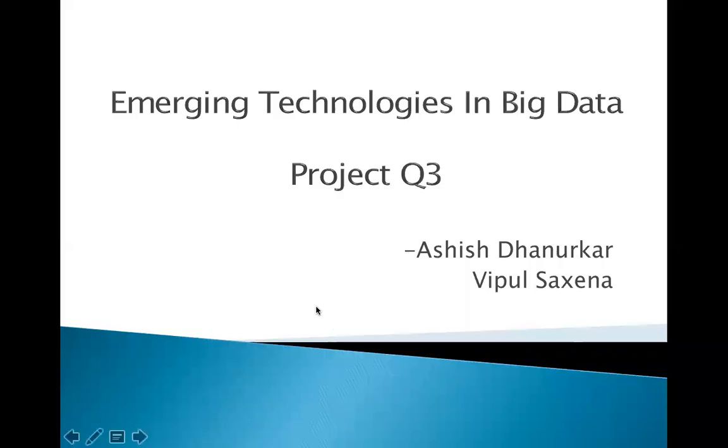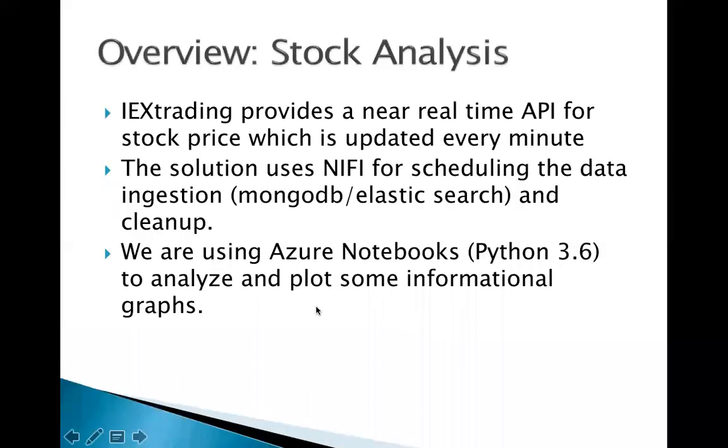The topic that we're tackling in this project is stock analysis for three companies: Google, Amazon, and Microsoft. We're using a publicly available API called IEX Trading, which is a near real-time API, and it gives us stock prices updated every minute or so. The solution uses NiFi for the scheduling of data ingestion. We read the data into MongoDB and Elasticsearch, and then we clean up the data. We're also using Azure notebooks to analyze and plot some informational graphs.